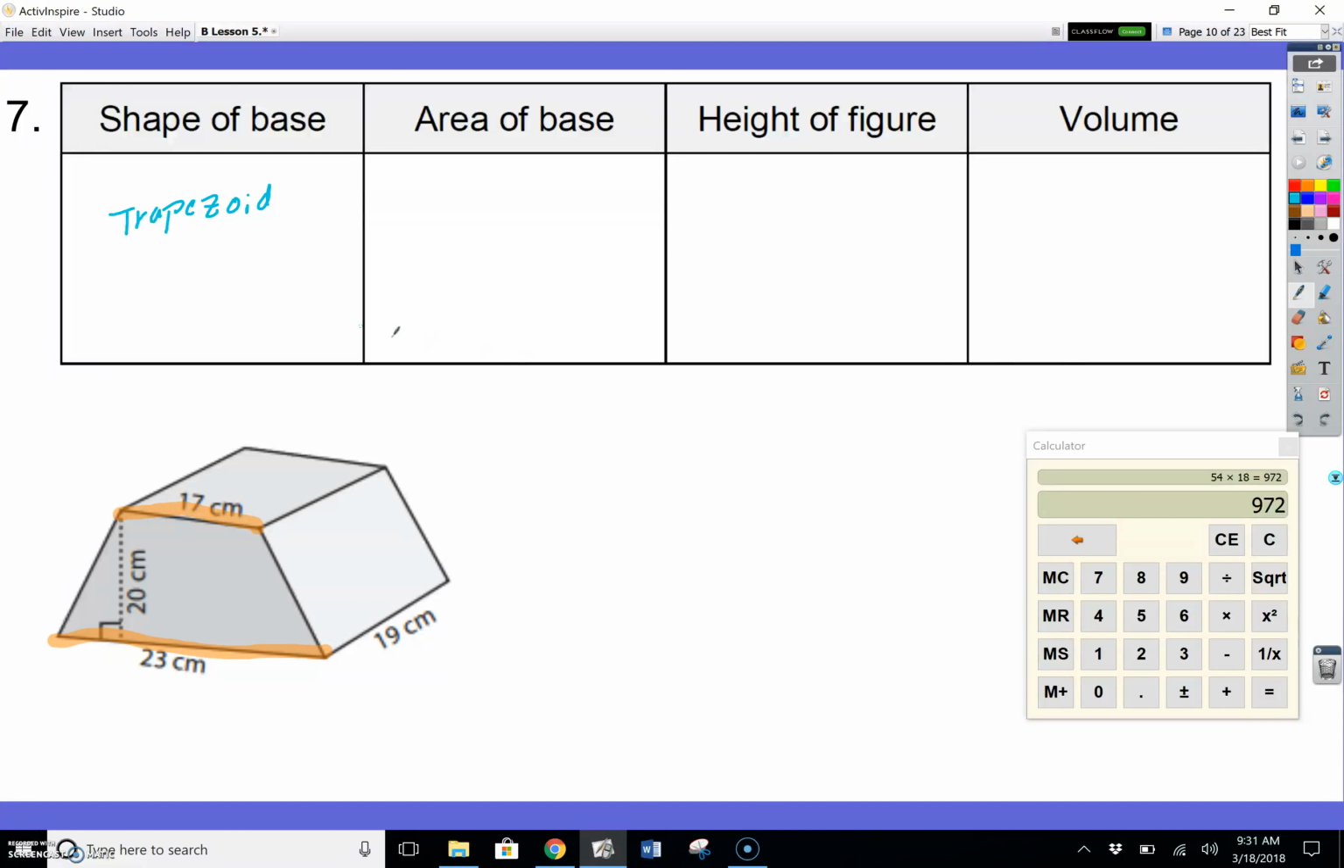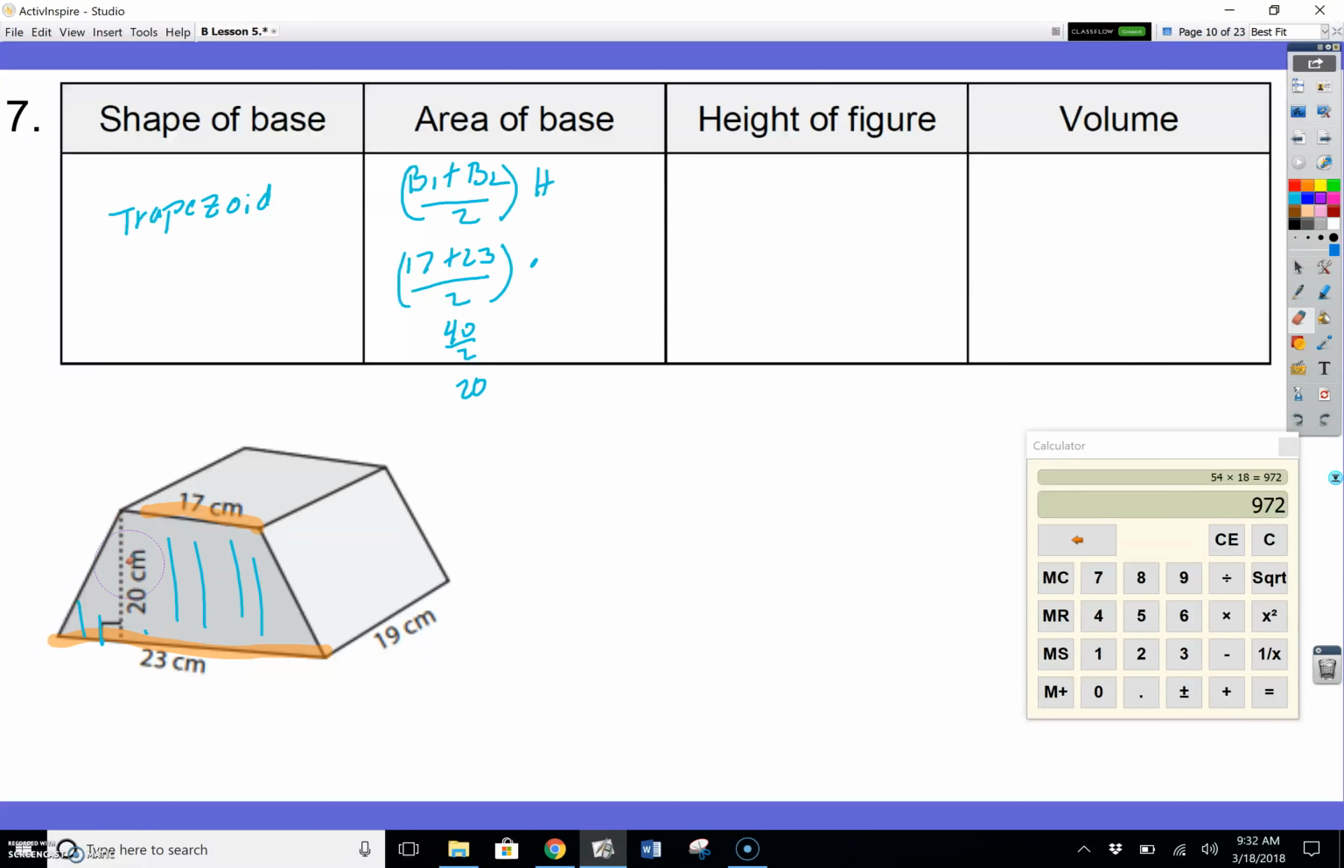So to take the average of that, the formula is base 1 plus base 2 all over 2 times the height. That is just the area of this shape. So I'm going to have 17 plus 23 all over 2. That will be 40 all over 2, which is 20. Now don't forget, I need to times this by the height.